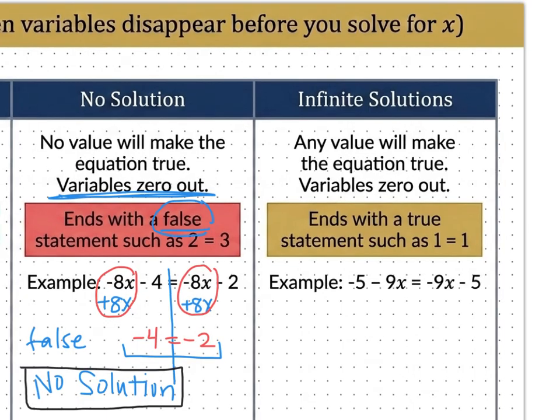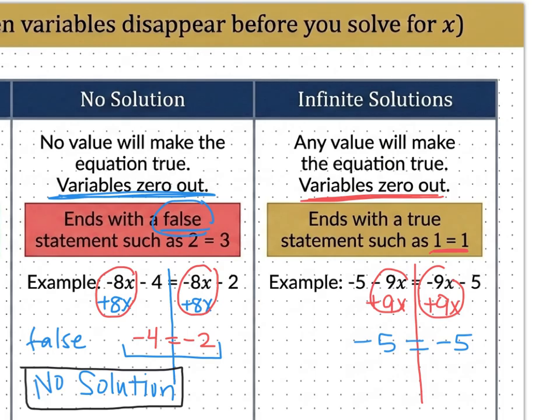Okay, and the last one is infinite solutions. So in this one, variables also zero out, but it ends with a true statement. So let's look. Again, my first step is to move variables, but I get the same issue that I was having with the no solution. Once I add the 9x to both sides, they both cancel out. So that leaves me with just a -5 on the left and a -5 on the right. But unlike the other one, this is a true statement.